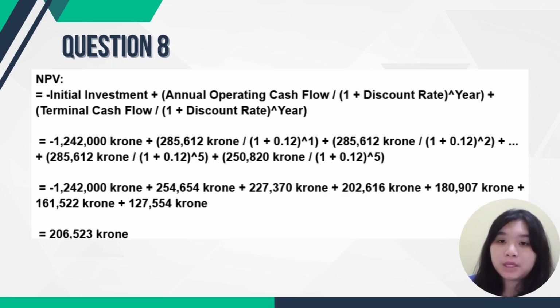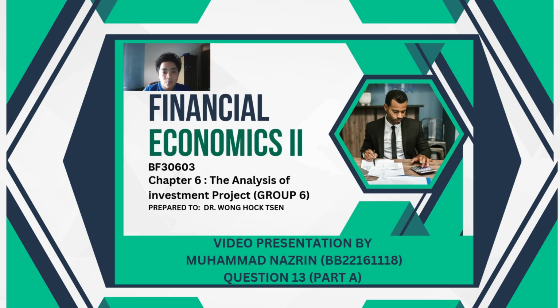Next, the formula for NPV is negative initial investment plus annual operating cash flow divided by 1 plus discount rate to the power of year, plus terminal cash flow divided by 1 plus discount rate to the power of years. So the answer is 206,523.